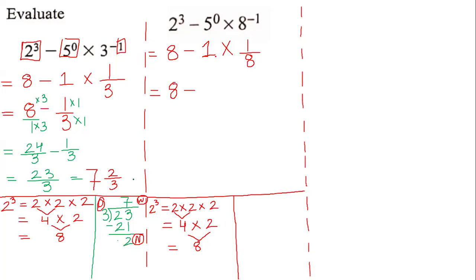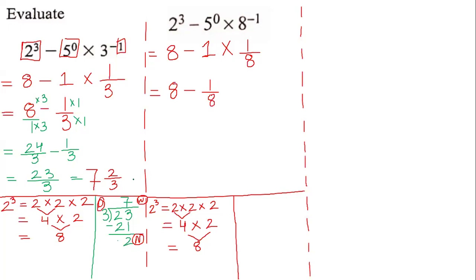Where do we get 1 over 8 from? From the top, 1 times 1 over 8. We multiply 1 times 1 over 8, and 1 over 8 times 1 is going to be 1 over 8. So now I have 8 minus 1 over 8.